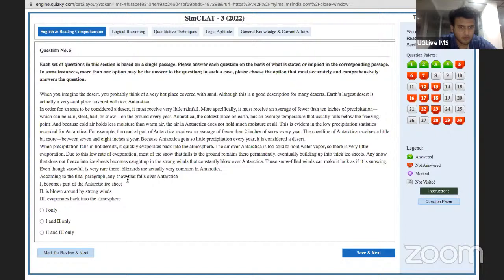According to the final paragraph, any snow that falls over Antarctica, okay, thick ice sheets. What does not freeze into the ice sheet becomes caught up in strong winds that constantly blow around by the snow movements. Snowfall is very rare. What do you think should be the answer, guys?